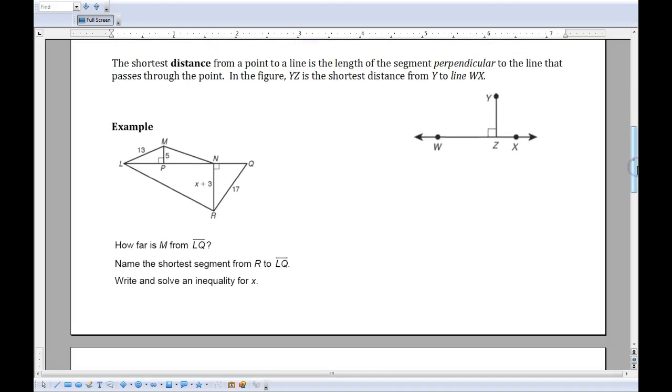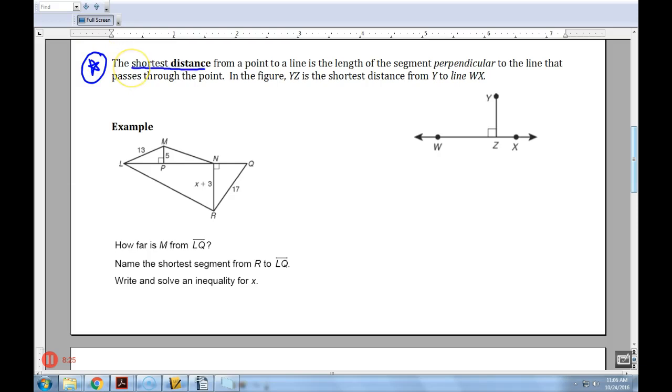Alright, scrolling down, this is very important. Really important issue that we're going to use throughout the rest of the course. So I'm going to put a star there. The shortest distance from a point to a line is the length of the segment that's perpendicular. Okay, and let me kind of explain this.